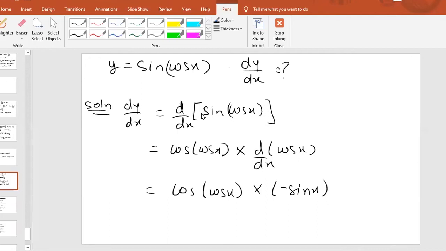Now what you have to do, first differentiate the first function, go from left to right. First differentiate sine. What is the differentiation of sine? Cos. Write cos. Then what was the angle there? Cos x, so write cos x. Then multiply. Then go inside the bracket, differentiate cos with respect to x. Differentiation of cos with respect to x is minus sine x. So the answer would be minus sine x into cos of cos x. Understand?